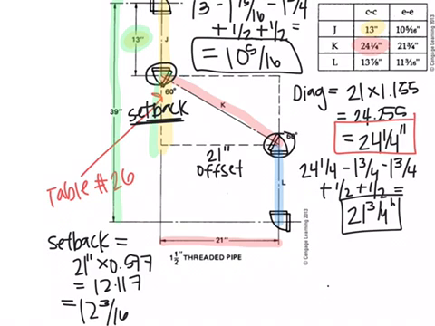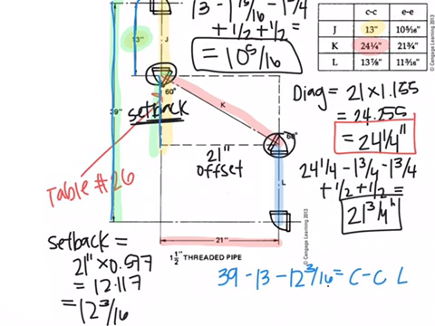So again, we are taking the entire rise, which is right here, 39 inches, and we are subtracting off the measure of pipe J, 13 inches, and we are subtracting off the setback, which we just found, 12 and 3/16. And whatever's left over is going to be the center to center of L.